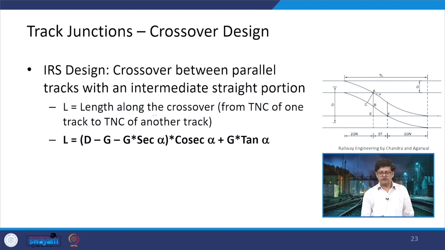And L is the length along the crossover from TNC of one track to TNC of the other track. So, that is given as again D minus G sec alpha into cosec alpha plus G tan alpha. So, this is the crossover design on the basis of the IRS method.